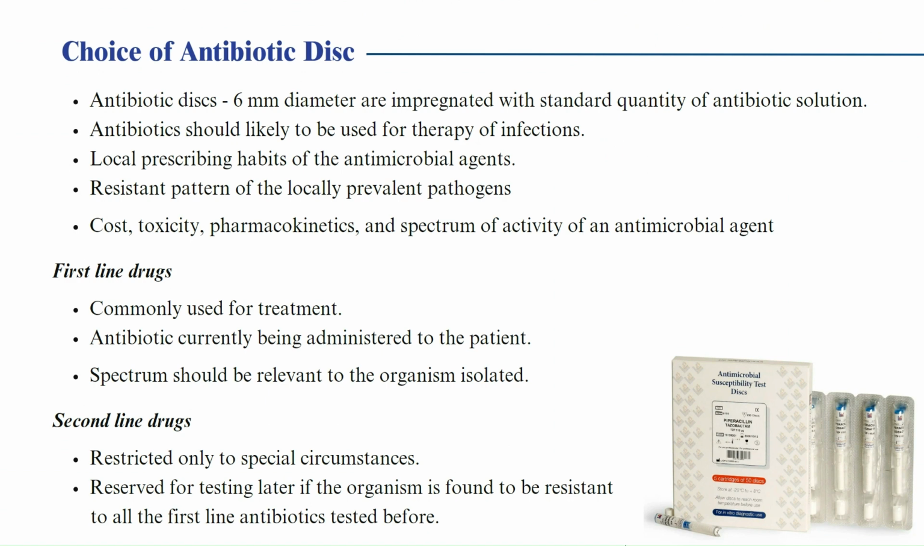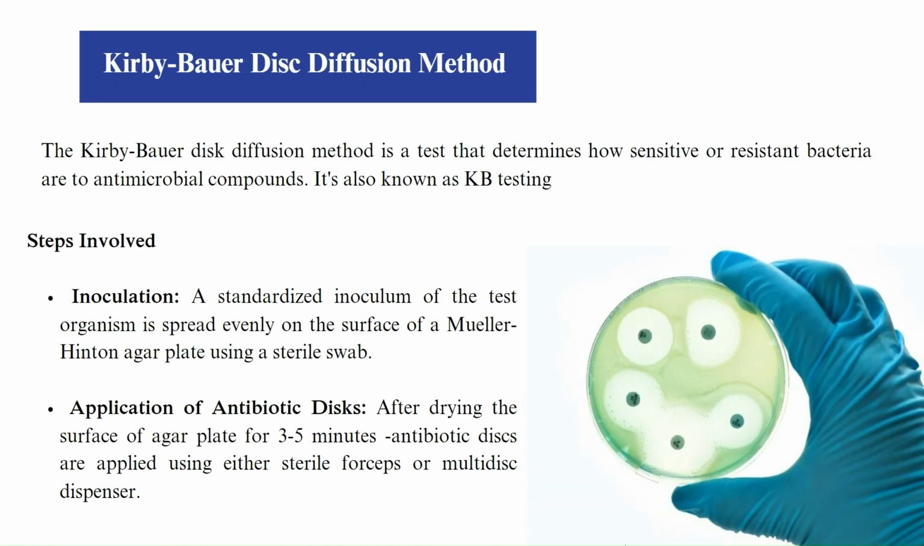First-line drugs. These are commonly used for treatment. Antibiotics that are currently being administered to the patient and the spectrum should be relevant to the organism isolated. Second-line drugs are restricted only to special circumstances. They are reserved for testing later if the organism is found to be resistant to all the first-line antibiotics tested before. Now we shall see the first technique in disk diffusion method.